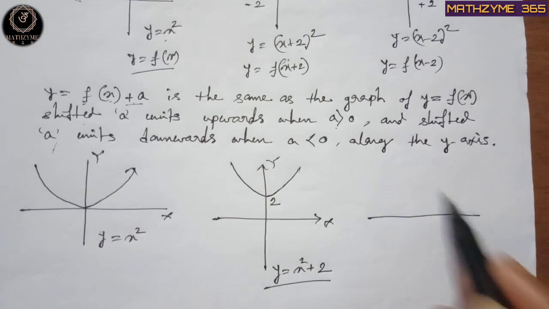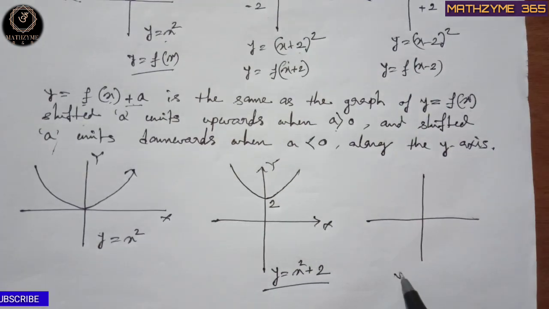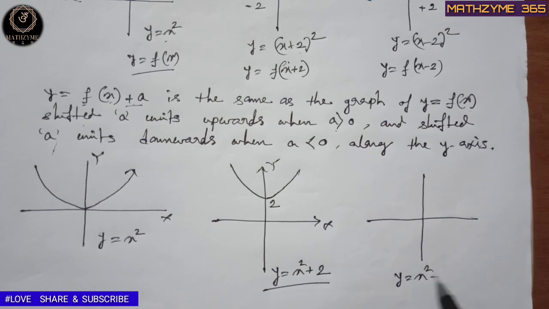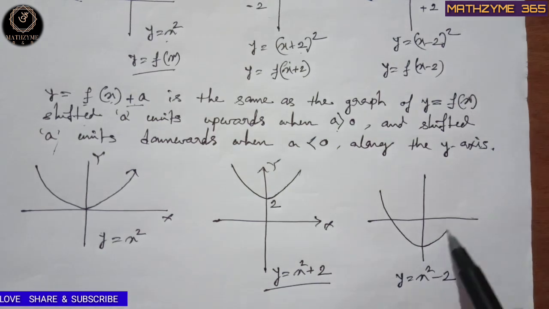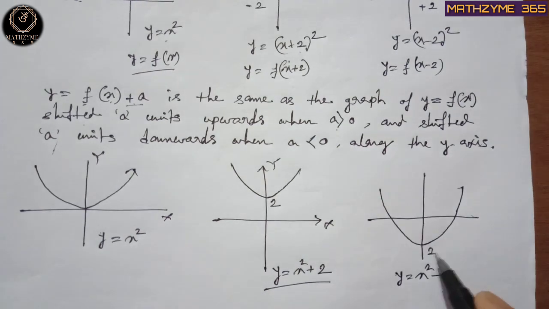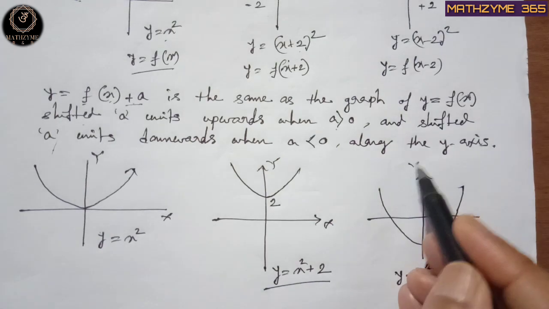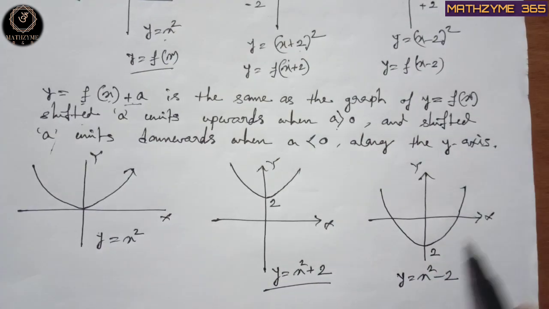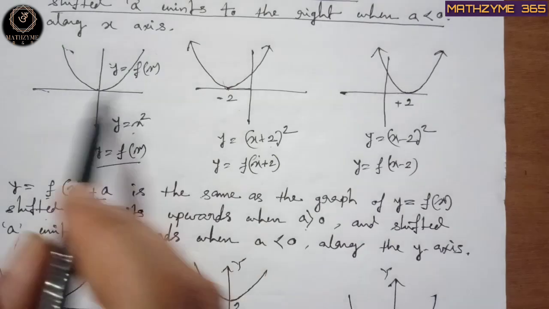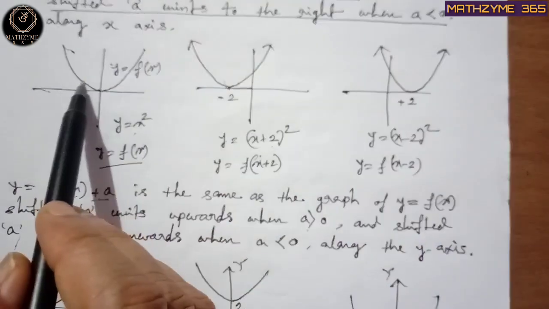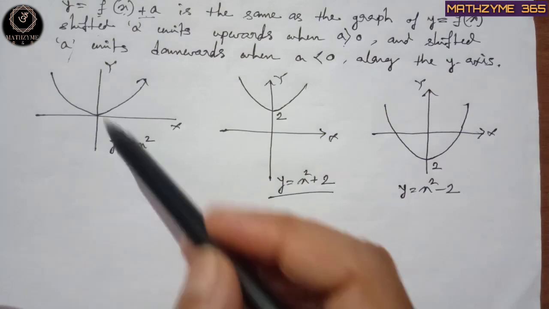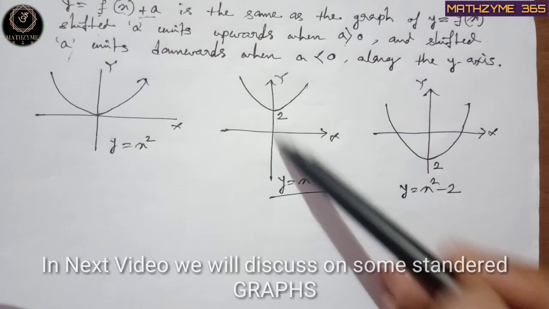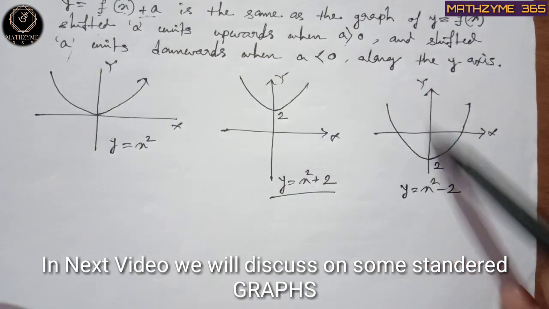And if we take an example x squared minus 2, then the graph is like this, 2 units downward along the y-axis. The previous one is along the x-axis. That is, the graph is shifted along the x-axis always. But here the graph is shifted along the y-axis, that is up and down only.